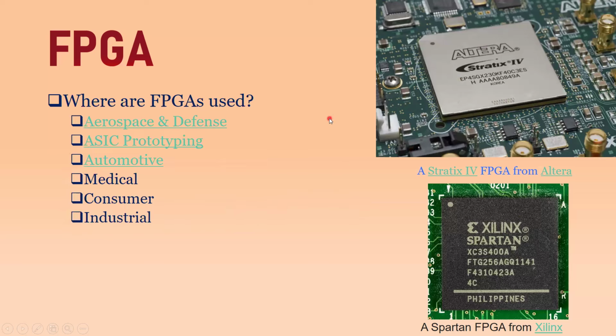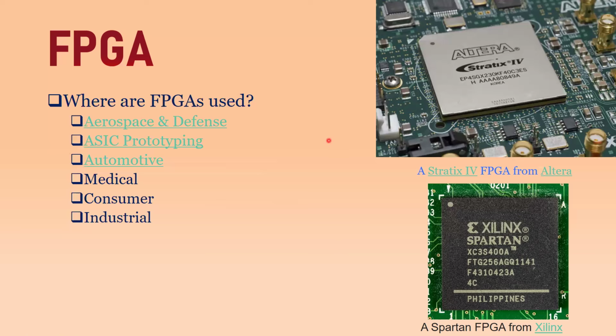Okay, so where are FPGAs used? Basically, you would find their applications in a variety of fields. For target applications in aerospace and defense, you find FPGAs are used. ASIC prototyping, for example, you want to fabricate an ASIC.